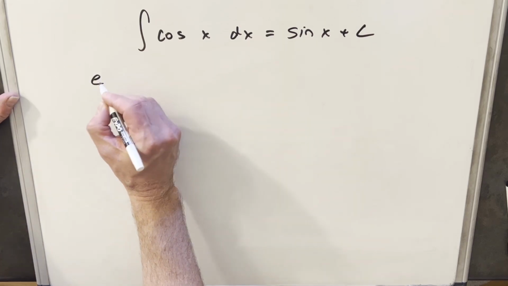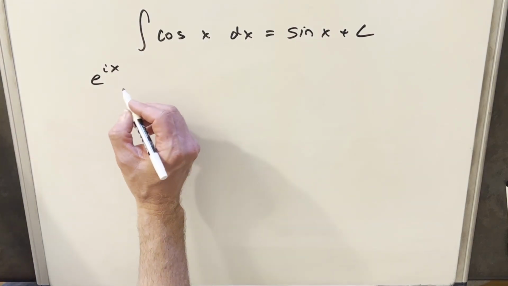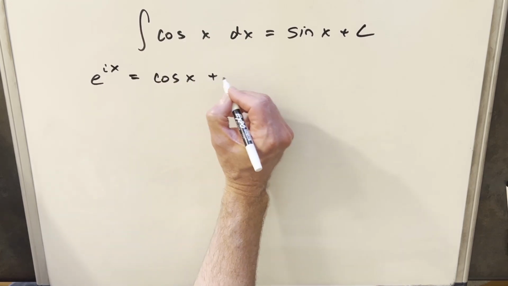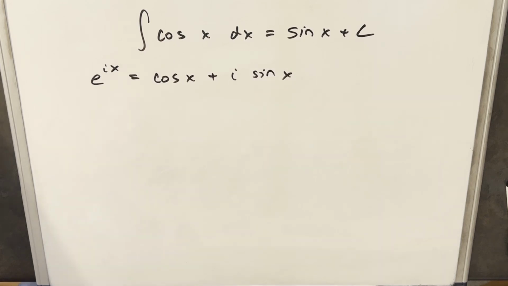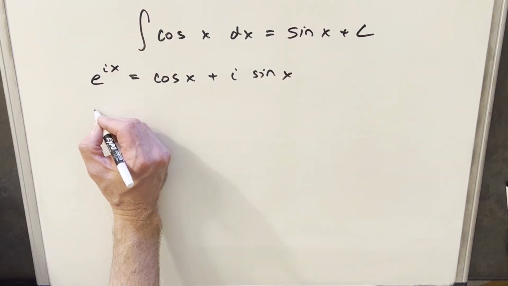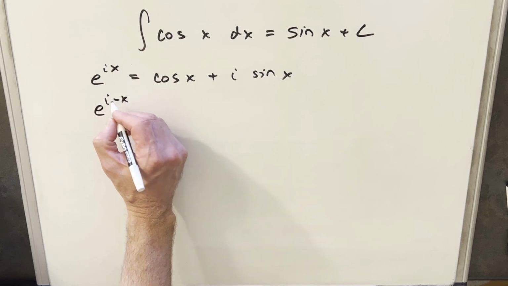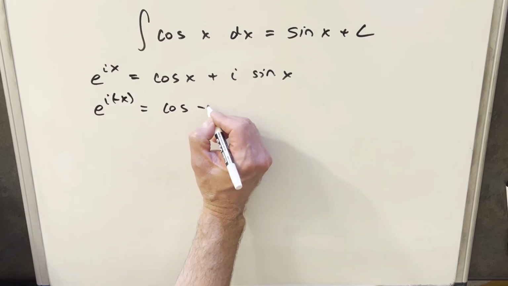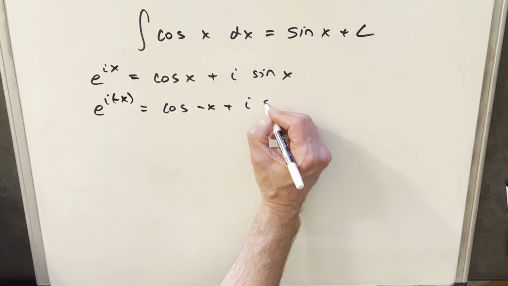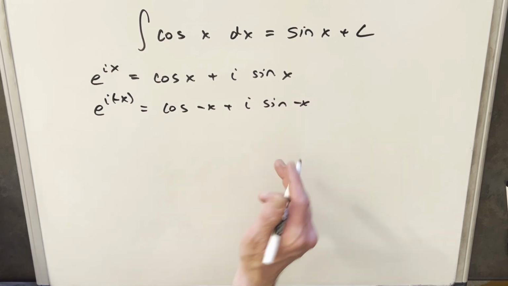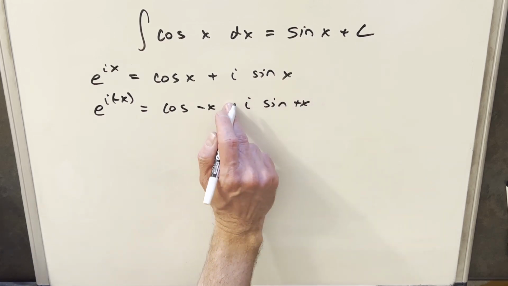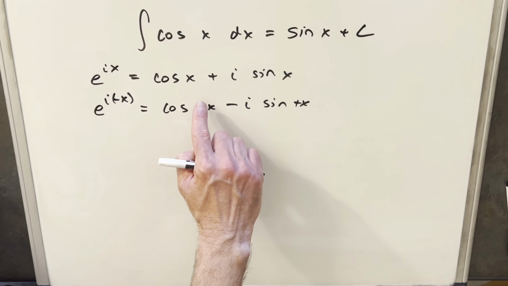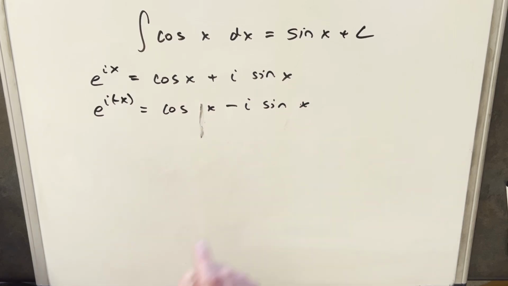Okay, so for a starting point, we're just going to look at Euler's formula real quick. Euler's formula tells us e to the ix is the same thing as cosine x plus i sine x. Now, if we plug in minus x instead of x, we have cosine minus x plus i sine minus x. But because sine's an odd function, this minus sign can come right here. And because cosine's an even function, this is the same thing as this, so we can clean this up a little bit.